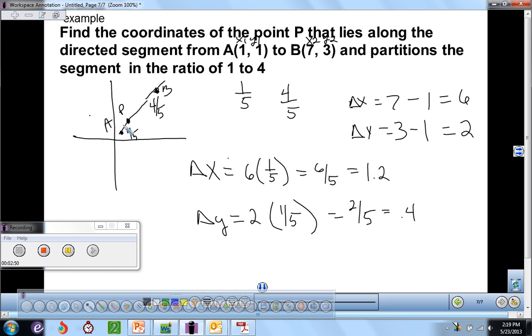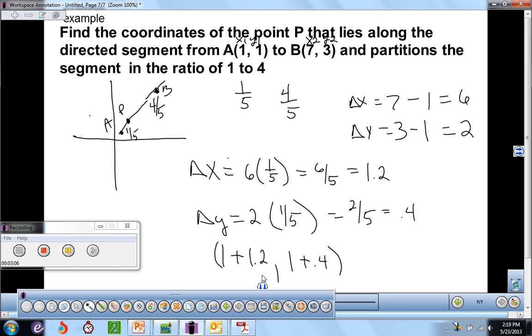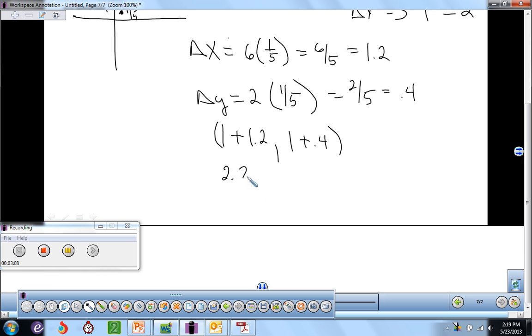So to figure out what this point is, we're going to add the change in X to the X value, and then the change in Y to the Y value. So point P should be at 1 plus 1.2, and then 1 plus 0.4. So for this one we should end up with 2.2, and then 1.4 for that point.